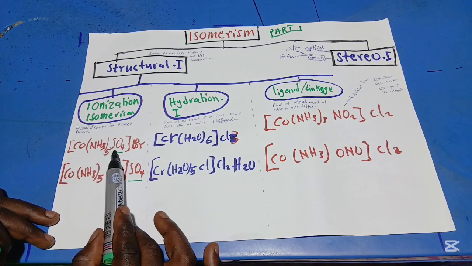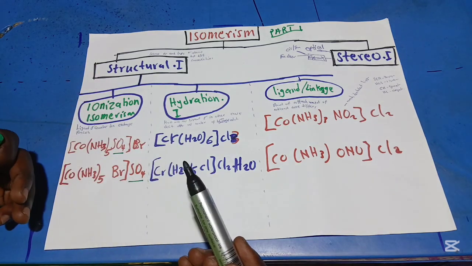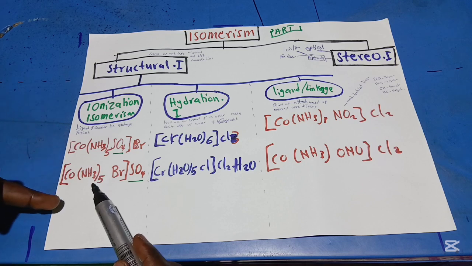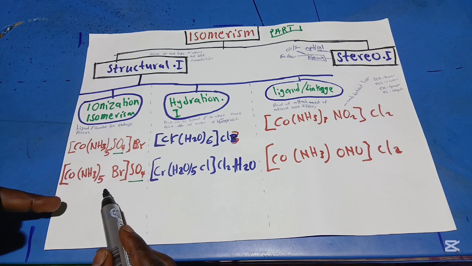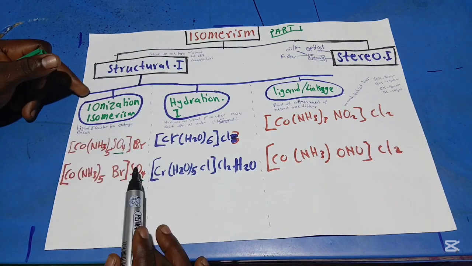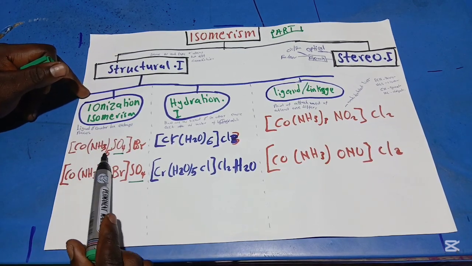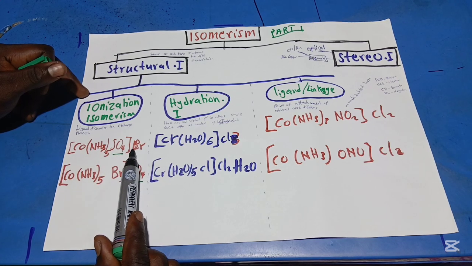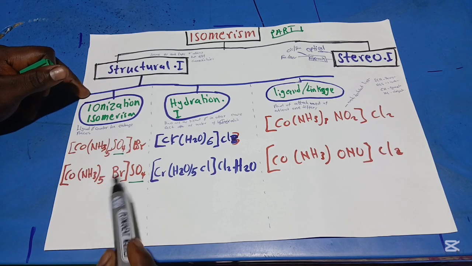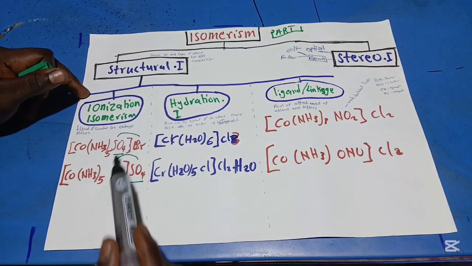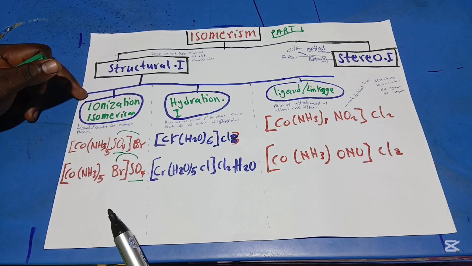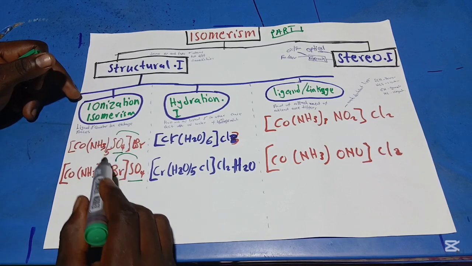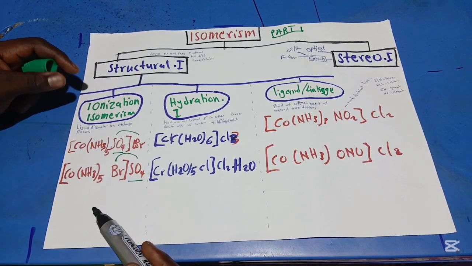So we have a counter ion and a ligand exchanging their places. If we have a counter ion and a ligand exchanging their places, then we know that the kind of isomerism exhibited is ionization isomerism. So here we have Co bonded to NH3, Co bonded to NH3. We have SO4 and Br here, and here we have Br inside. That means SO4 has changed its position with Br. So this means we have ionization isomerism here. This pair of complexes exhibit ionization isomerism.